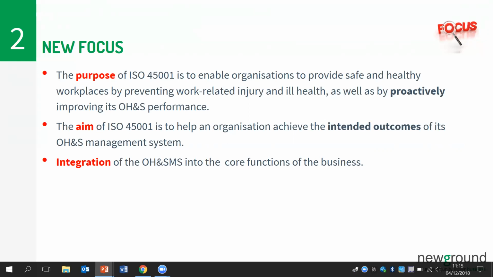The last point on the slide here is concerned again with integration. There's a significant focus now on integration throughout the standard. And there is a requirement to ensure that your safety management system is aligned and integrated with your other business processes, with your business objectives, and with the strategic direction of the organisation. This is to ensure that your safety performance is not compromised. For example, maybe meeting a delivery deadline should not compromise worker safety or health. And to ensure that safety management is embedded as a core function in the business rather than as a standalone discipline.